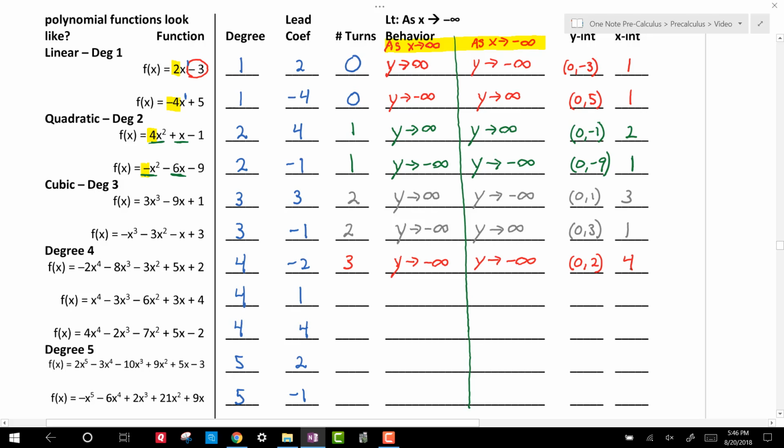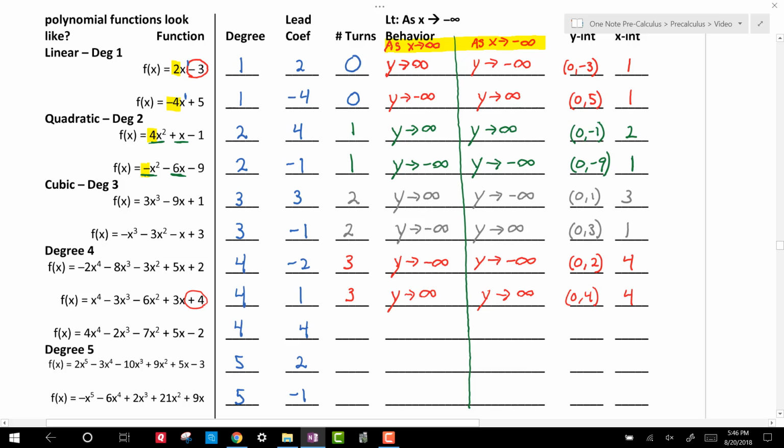All right? So the next one, this is a degree 4 with a lead coefficient of 1. This guy here has 3 turns as well. The right side of this guy, if you graphed it on Desmos, you would have seen that the right side went up. So as x goes to infinity, y goes to infinity. The left side did the exact same thing. The y-intercept is 0, 4. Again, that's that constant term at the end right here, 0, 4. And it had 4 x-intercepts.